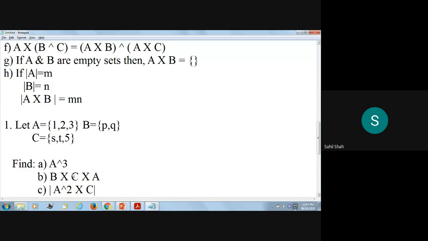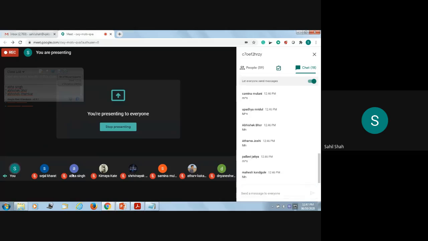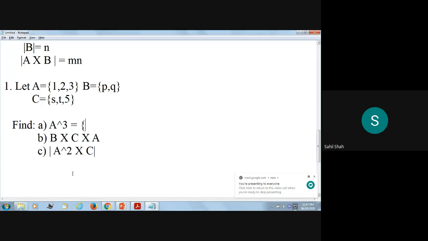Okay, nothing else. Quickly, you can tell me the answers so that we can proceed with the actual concept of relations. What will be A cube? And how many elements will I have in A cube? Yes, be fast. If you are able to solve this correctly, there is no need of taking more examples on the Cartesian product. We can simply go for the next concept.